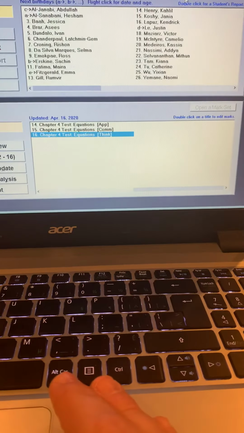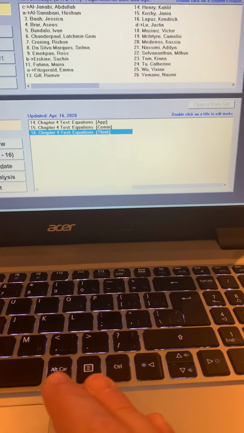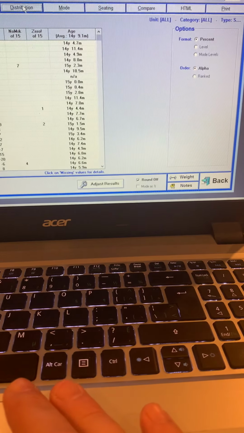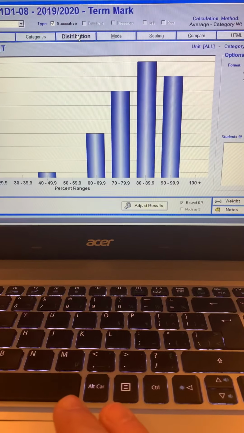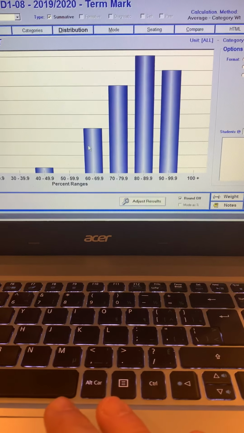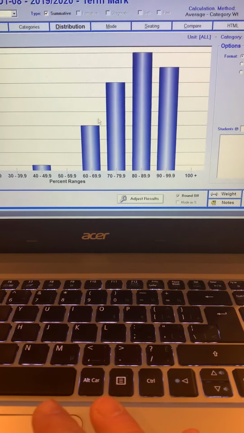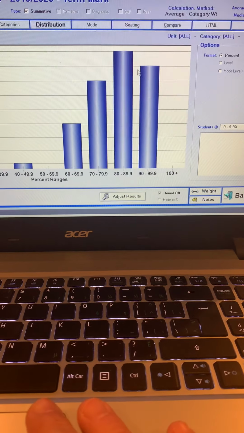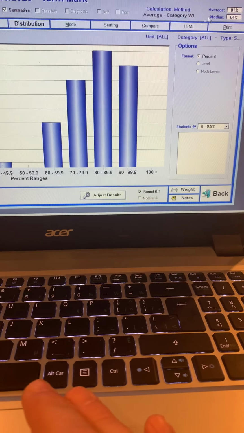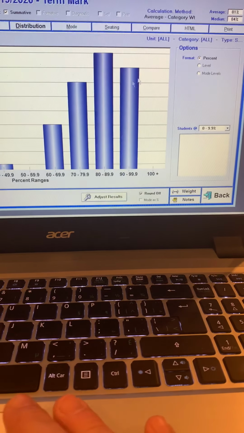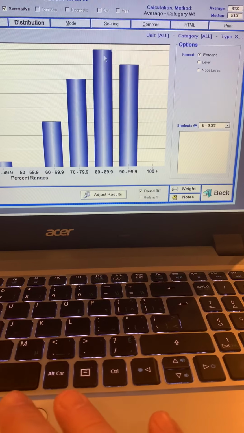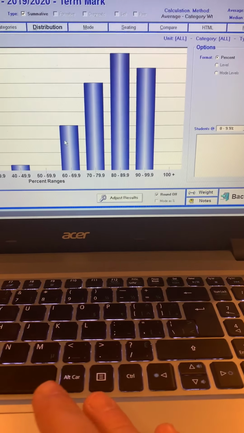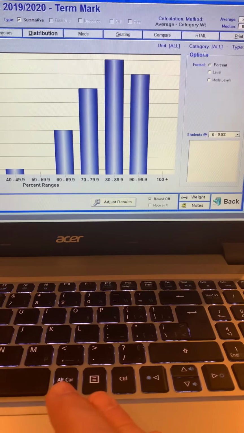I'll show you one more class. Let's go to my period 4 class. Distribution. This is almost close to a normal distribution, almost, if this one was a little bit lower. But again, there's an outlier, straight up and down. Our mode is in the middle, at 80. Our median is in this range too, and our average is in this range too. So this is very close to a normal distribution, but this outlier brings the average down.